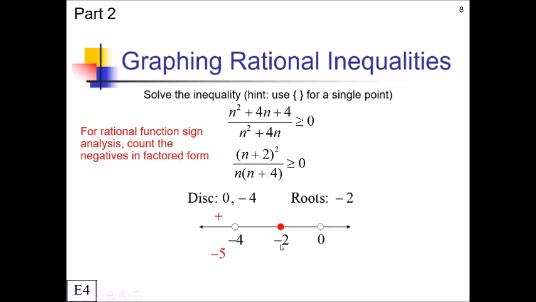Next, between -4 and -2, let me try -3. So I have a negative, and then a -3 plus 4, that's a positive. So a negative positive gives me a negative. Next, between -2 and 0, let me do -1. That's a negative out here, and a positive inside, -1 plus 4. Negative positive gives me a negative. And then finally, we have something bigger than 0. I think 1 is an easy enough number. So that's going to be a positive times a positive, coming out positive.